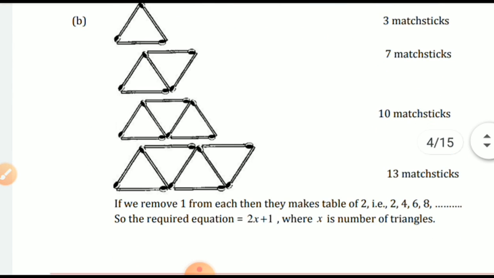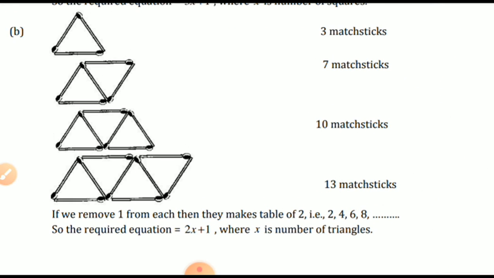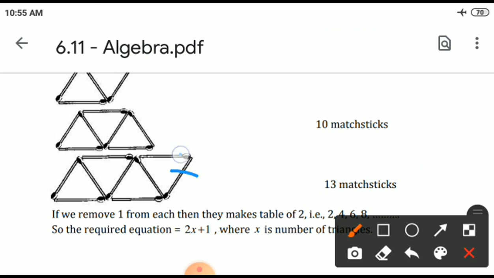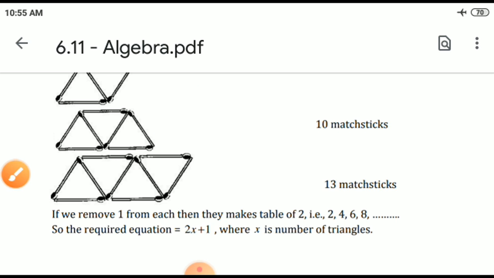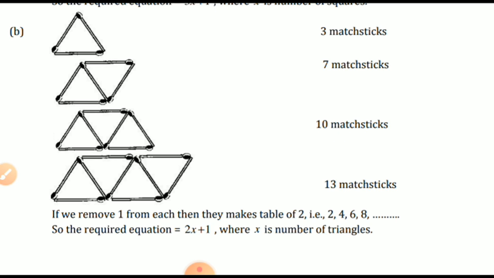Now look at the last answer. B. A triangle. How many matchsticks are there? 3, 7, 10, 13. Same way here, can we remove one stick from each figure? Why not? Suppose we are removing this stick, this stick, this stick. And count it. Now 12, 9, 6. No, it's 2, 4, 6, 8. If you remove one matchstick from each figure, then there will be 2 matchsticks, 4 matchsticks, 6 matchsticks, 8 matchsticks, etc.